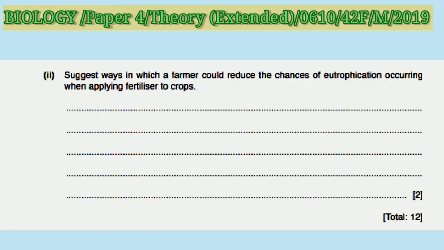Next question. Suggest ways in which a farmer could reduce the chances of eutrophication occurring when applying fertilizer to crops. A farmer can do this in the following ways. First, by using less fertilizer.